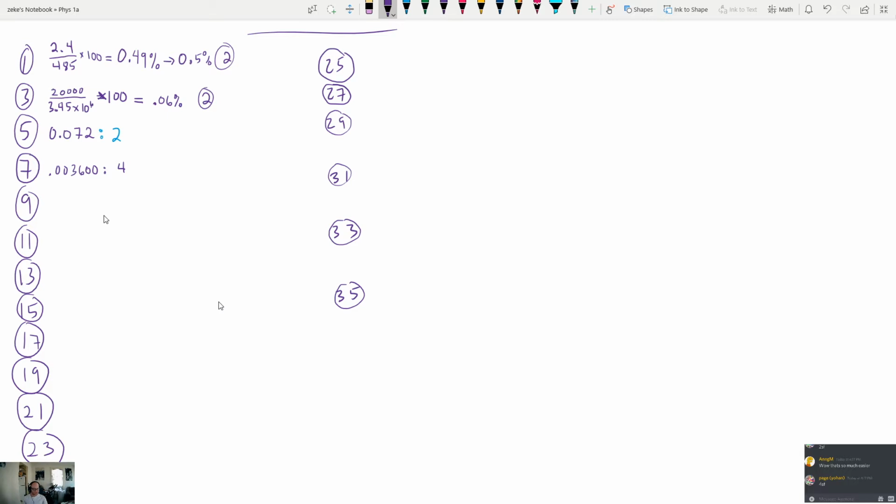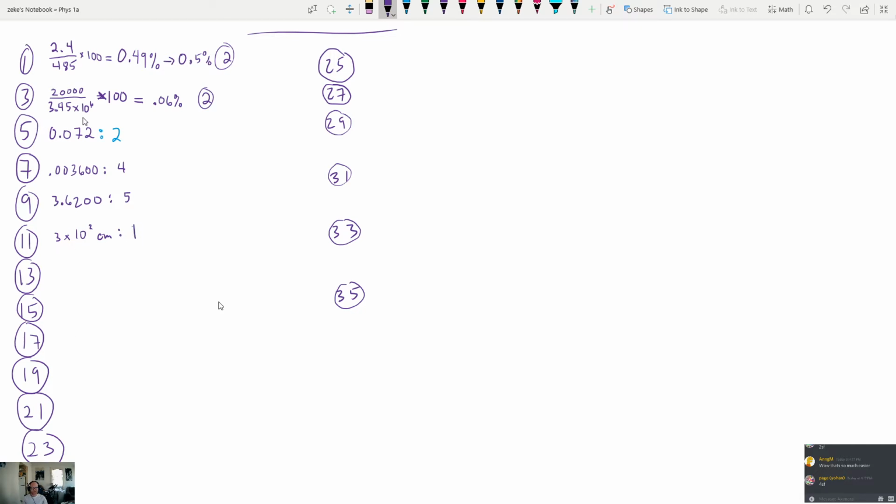We'll do all these, then I'll ask if there are any questions on any of them. Number 9 is 3.6200. Again, there's a decimal, so you draw an arrow to the left as soon as you hit a real number. 1, 2, 3, 4, there's 5 digits, right? Yep, that's what I got. This is 5. And then number 11 is just 1 because it's 3 times 10 to the 2 cm. And this would just be 1 sig fig, right?